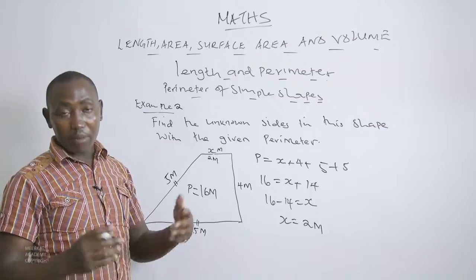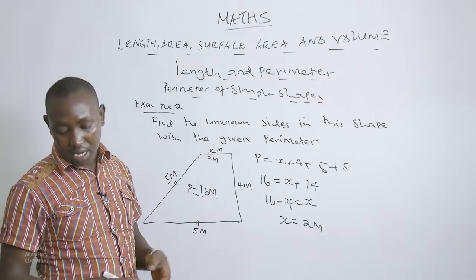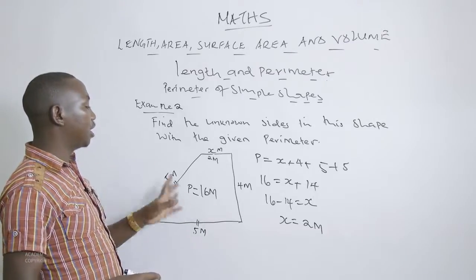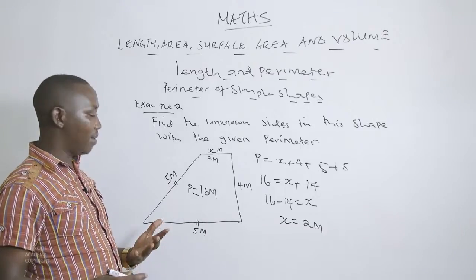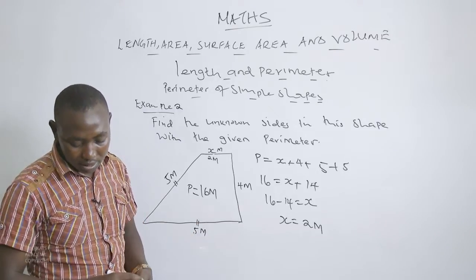So this particular side here is 2 meters. And it's not limited. You can be asked whichever side of a given shape. So long as you understand the special marks that are normally used to denote equality, then you can be able to solve it quite easily.